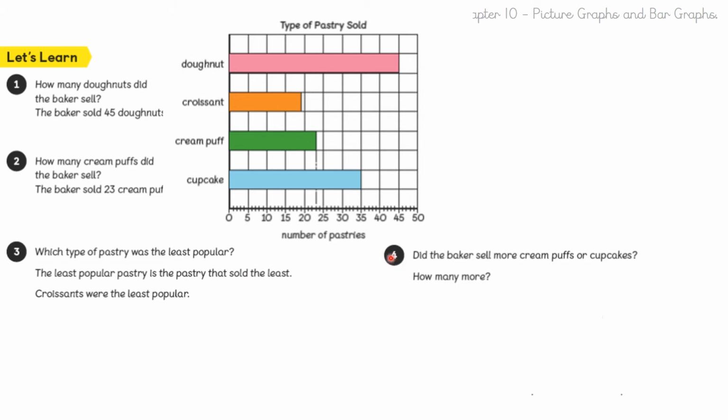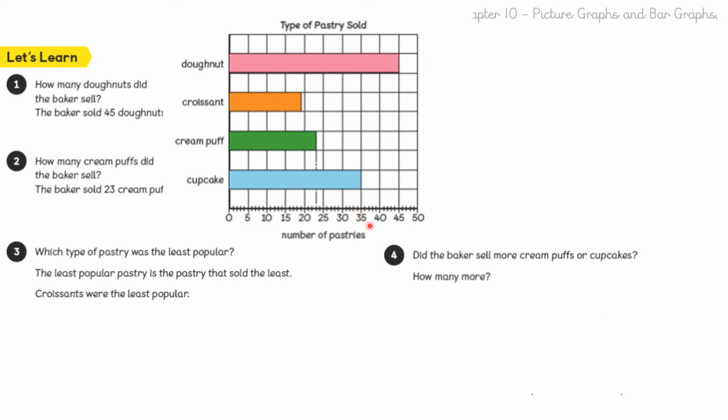Last question. Did the baker sell more cream puffs or cupcakes? So now we are looking at the cream puffs, the green bar, and the cupcakes. How many more? So if we look at the bars, can we say really quickly, did he sell more cream puffs or cupcakes? That's it, cupcakes. We can see clearly. He sold more cupcakes than cream puffs. Now, how many cupcakes did he sell? This one is nice and clear.